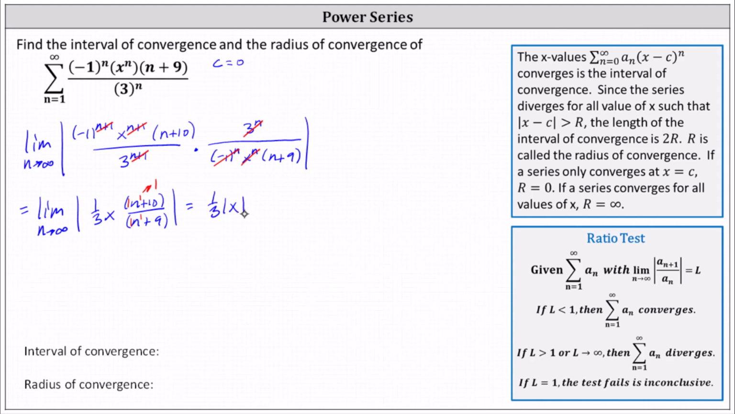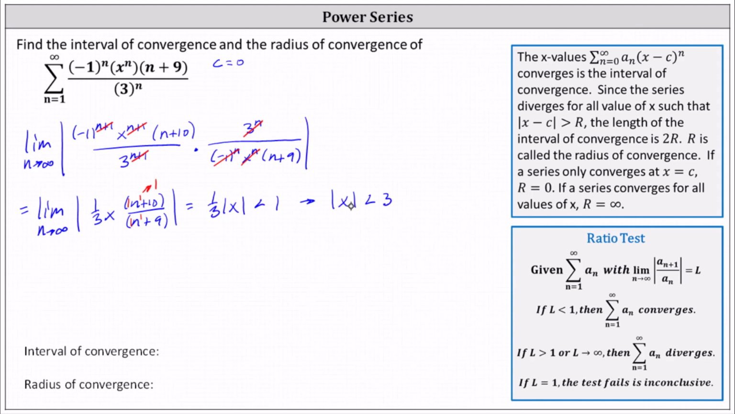And because we're applying the ratio test, in order for the power series to converge, this limit must be less than 1, which gives us the inequality 1/3 times the absolute value of x is less than 1. Solving for the absolute value of x, we multiply both sides by 3, which gives us the absolute value of x is less than 3.